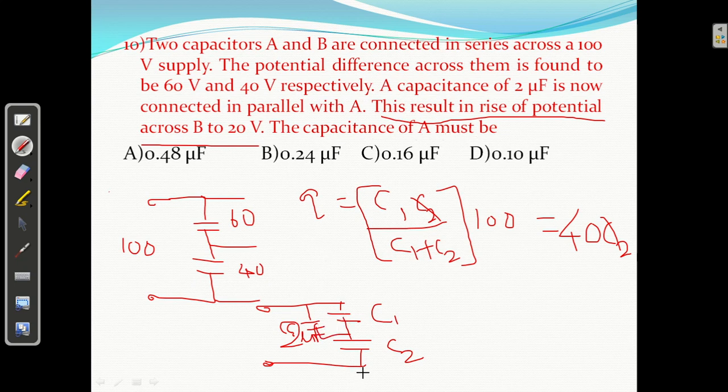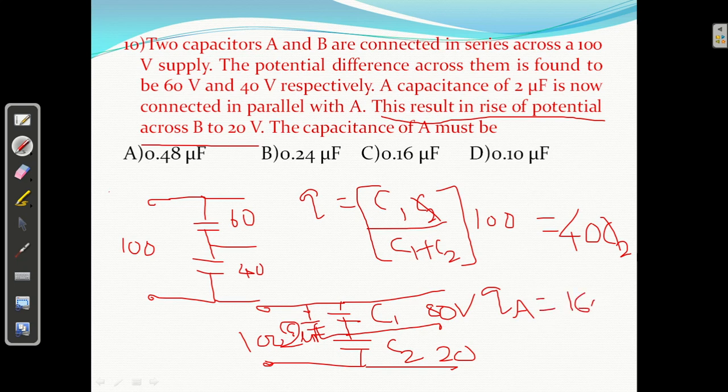So from here, suppose the voltage here is 20, so obviously it is 80 volt because total voltage is 100. So on the basis of this, Q1 you will get from here, Q here. What is the Q here? Q equal to CV. So 80 into 2. I am assuming this is QA.